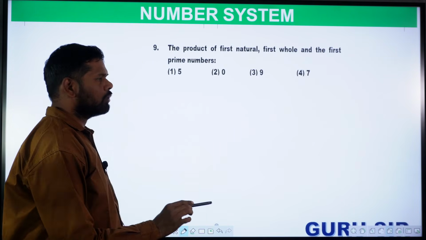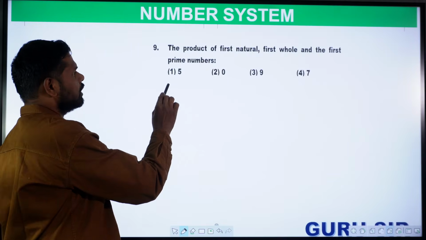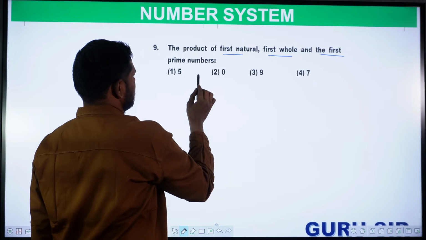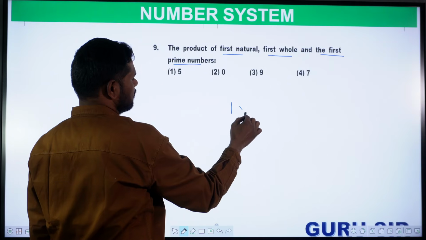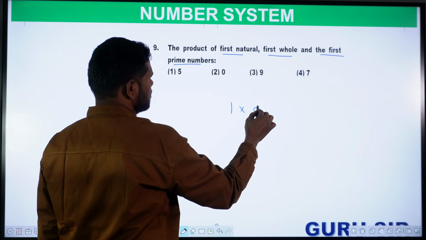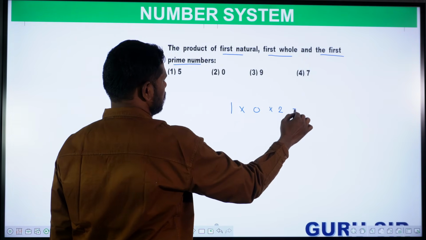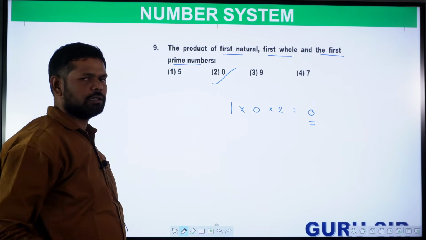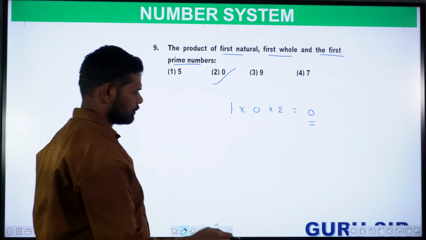Just see how they are going to frame different forms of the question. The product of the first natural number, first whole number and first prime number. First natural number is 1, first whole number is 0, first prime number is 2. 1 into 0 into 2 is nothing but 0. 0 into anything is nothing but 0. Clear. Next one.